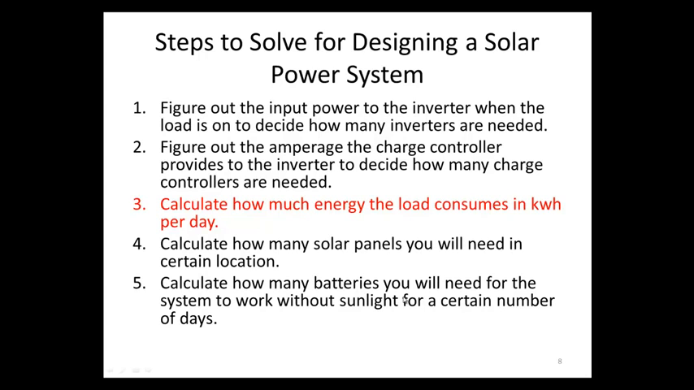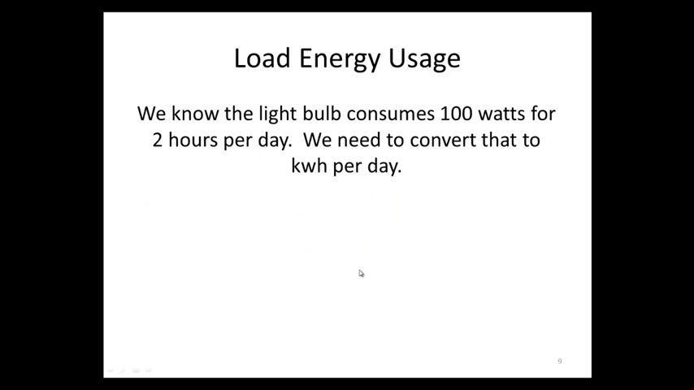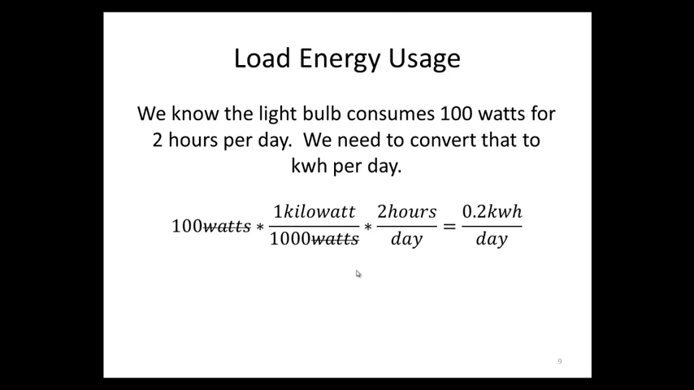Okay, so now, to start our calculations for our solar panels and batteries, we first need to calculate the energy the load consumes in kilowatt hours per day. We know that the light bulb consumes 100 watts for 2 hours per day. That was given. We need to convert that to kilowatt hours per day. So we start with 100 watts. We first convert to kilowatts by knowing that 1 kilowatt is 1,000 watts. Remember, kilo means 1,000. We also know that it uses 2 hours per day. So when we do our unit analysis, we get 0.2 kilowatt hours per day.